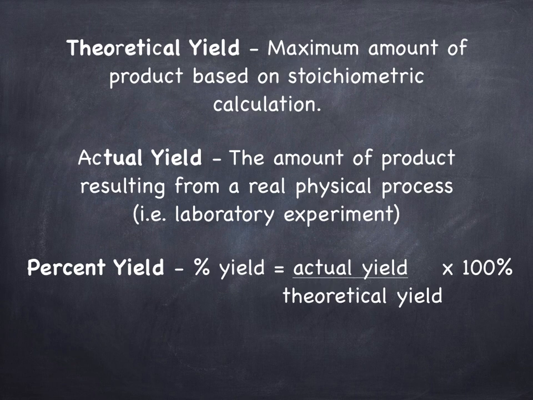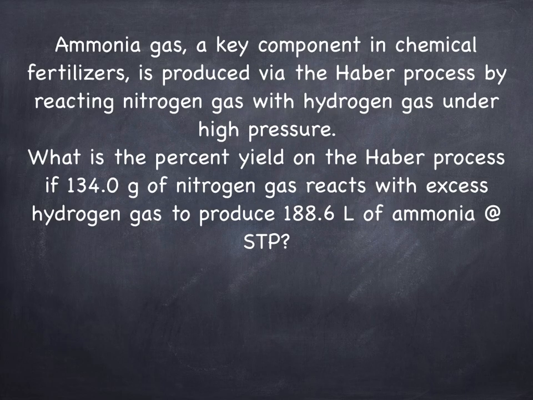And if it's not, then you definitely have some impurities or you have some calculation issues, because you cannot produce more than the reaction allows for. That's a violation of the law of conservation of mass. Okay, so we're going to look at this particular situation.